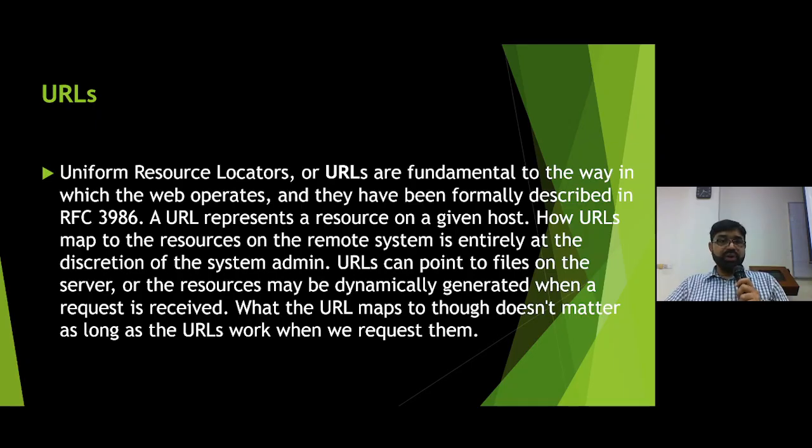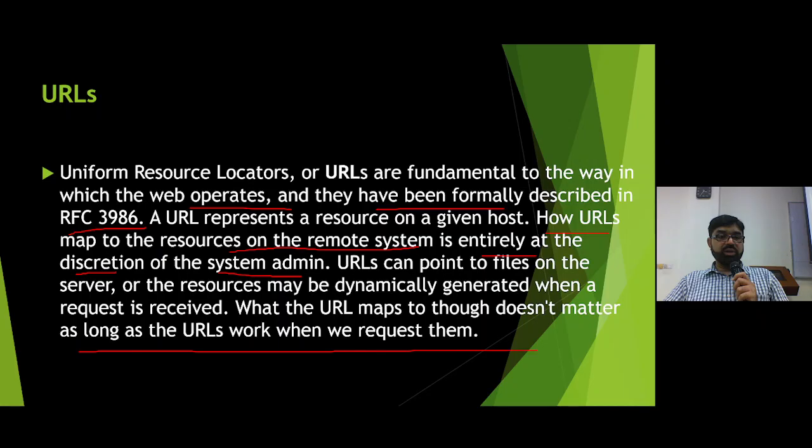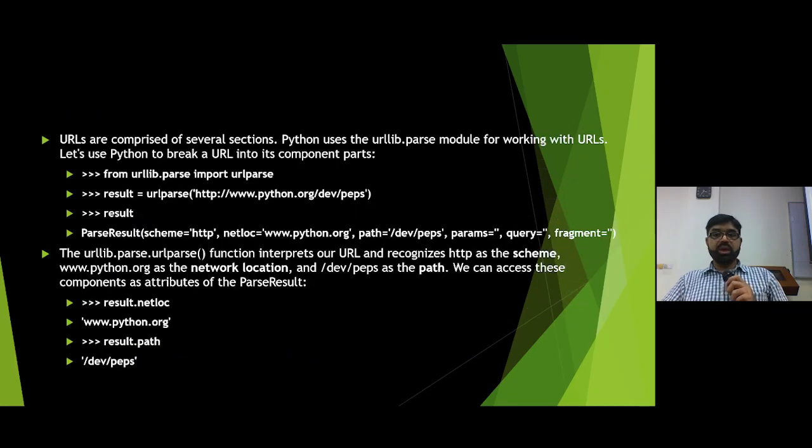Now, URL, Uniform Resource Locator. URLs are fundamental to the way the web operates. As normally described in RFC 3986, a URL represents a resource on a given host. How URLs map to resources on the remote system is entirely at the discretion of system admins. URLs can point to files on the server. Resources may be dynamically generated when a request is received, and what the URL maps to doesn't matter as long as URLs work when we request them.